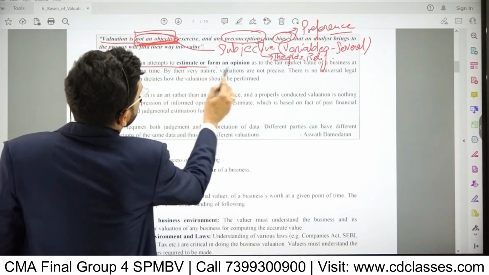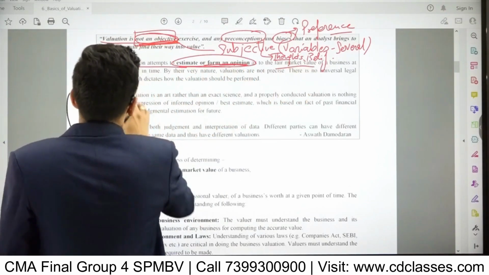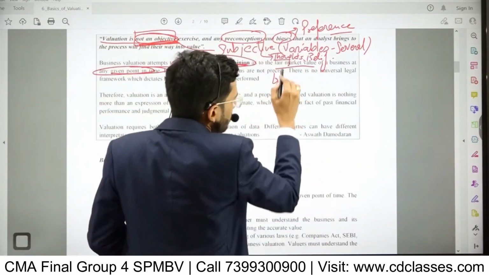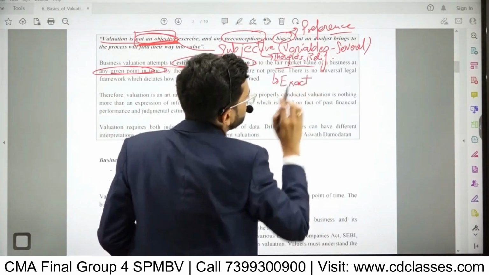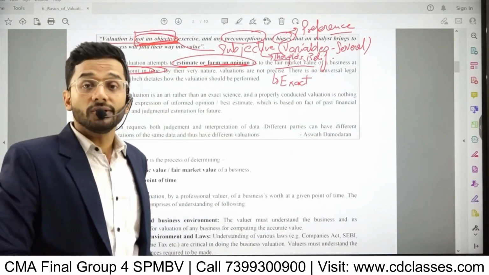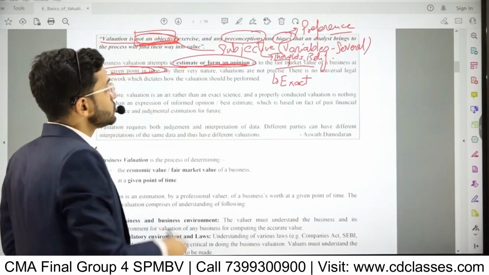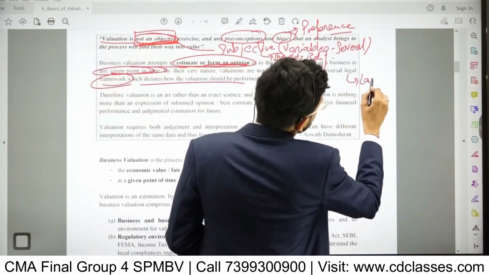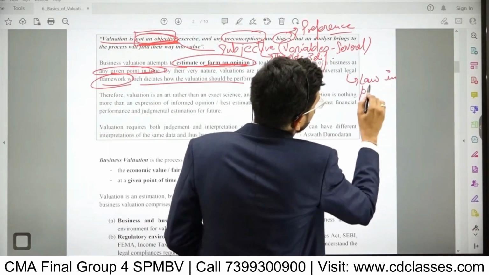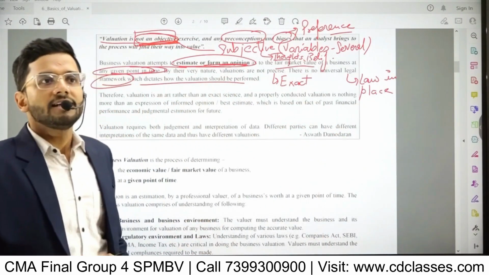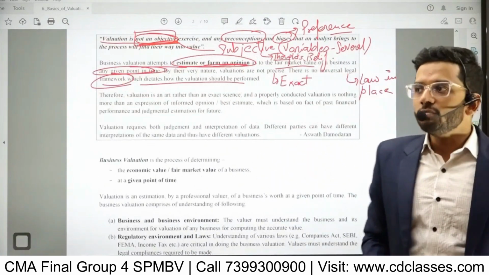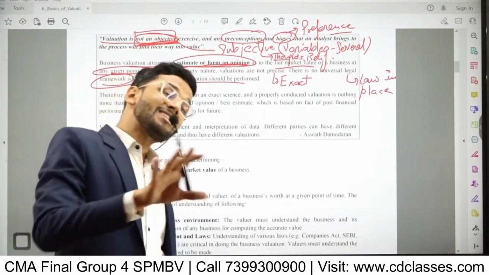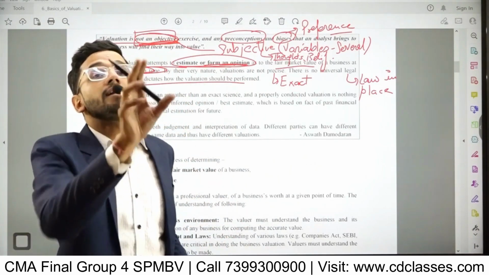So, business valuation attempts to estimate or form an opinion as to fair market value of the business at a given point of time. By its very nature, valuations are not precise, which means valuations are not exact. They might change according to change in circumstances. There is no universal legal framework which dictates how valuation should be performed. So, universal legal framework means there is no law in place which determines how valuation is to be done. In fact, guys, I told you about India, but in the entire world there are countries where there's no law regarding valuation. Yes, there are standards which are recommendatory, not mandatory.